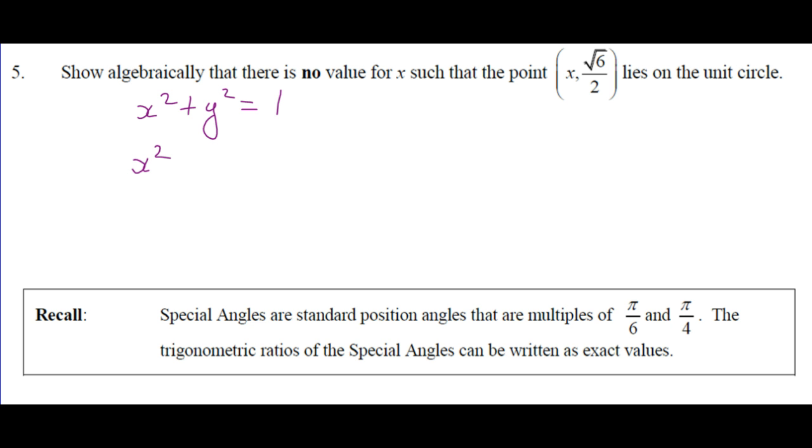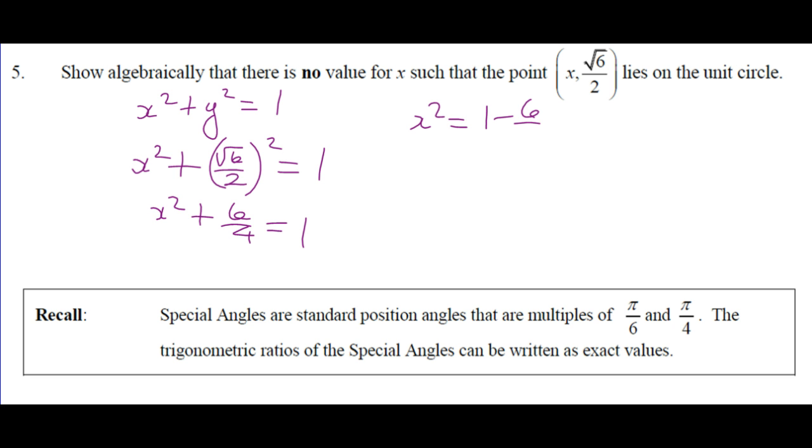Does it say which quadrant? No, so in a sense it's saying you're not going to find one, so it doesn't really matter if it's positive or negative because it just isn't there. But let's work it out. So x squared plus root 6 over 2, quantity squared is 1. So this will be 6 fourths. So x squared is 1 minus 6 quarters.